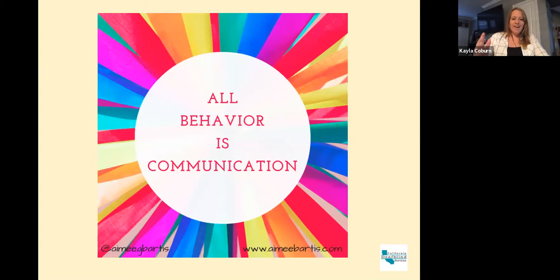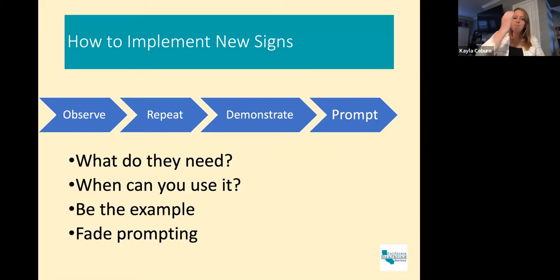So I found this image a little bit ago, and it just says all behavior is communication, which I just think is so important for people to always remember with children. Whatever behavior they are showing, they are trying to communicate something to you, and it's so important to use that to start figuring out what signs you should teach them to really get the communication going.